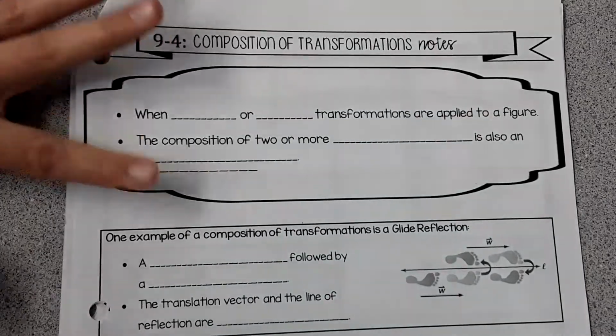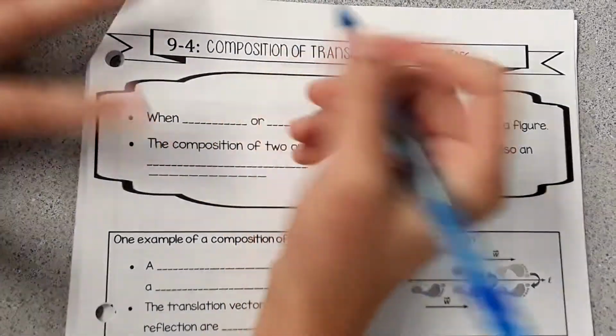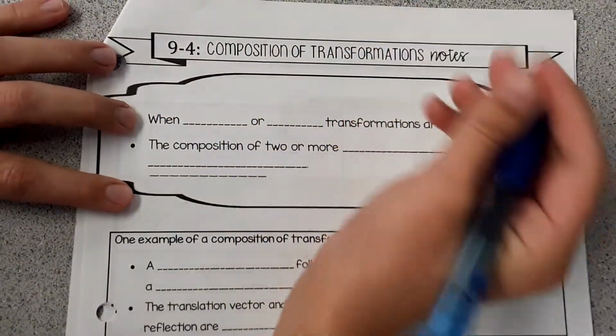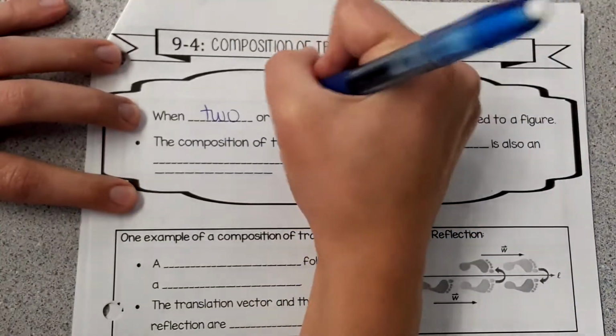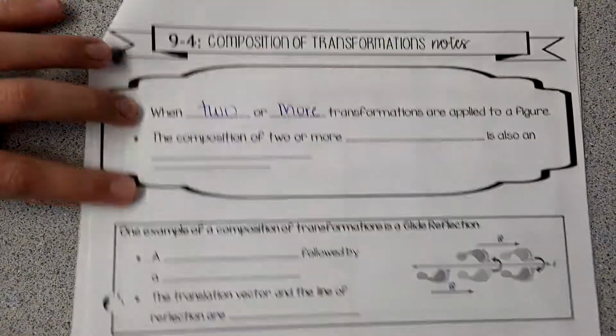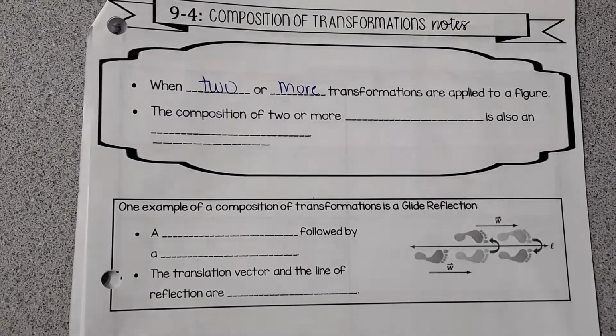Okay, so composition of transformations. Compositions when you put things together. So a composition of transformations is when 2 or more transformations are applied to a figure.